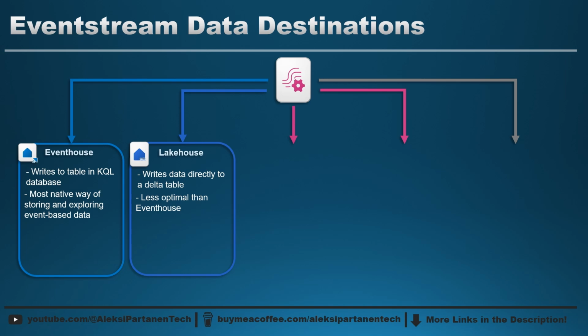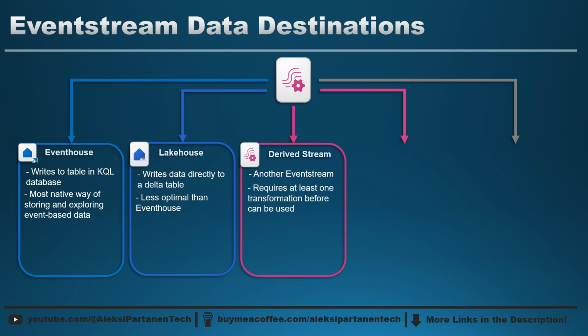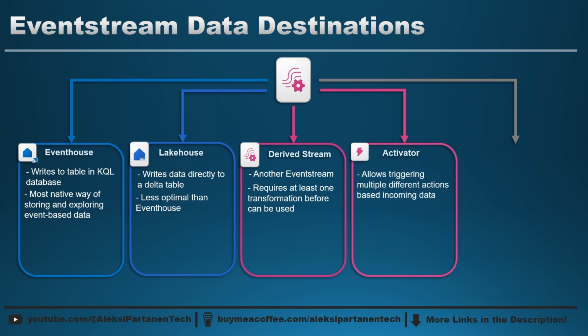We can also chain event streams together by using derived streams as our destination. However, we have to add at least one transformation before using this, since it wouldn't make any point to directly stream the data to another event stream. Then, like I mentioned briefly before, we can use event streams to build some alerts and triggers, and here Fabric Activator steps into picture. We are going to cover Activator in more detail in later episode, but with it we can send emails, Teams messages and trigger other Fabric items using event stream data as our source for those.